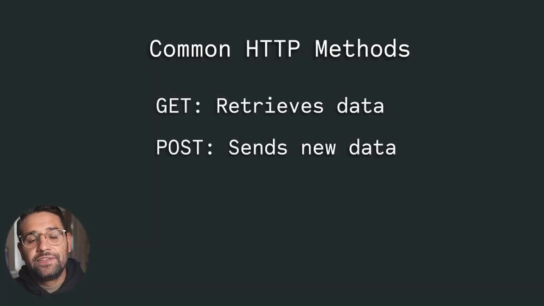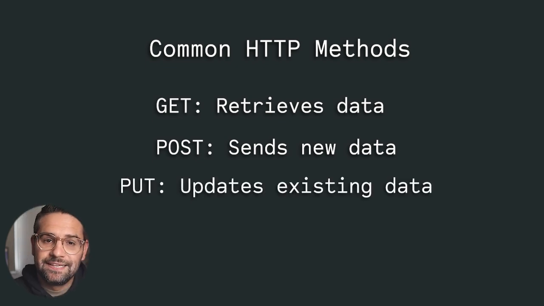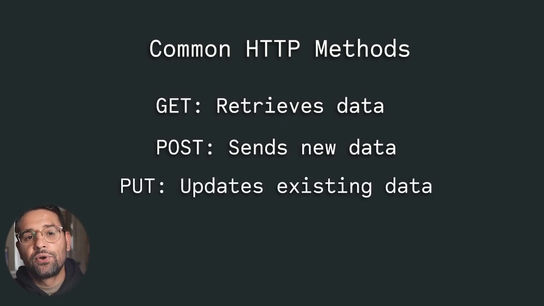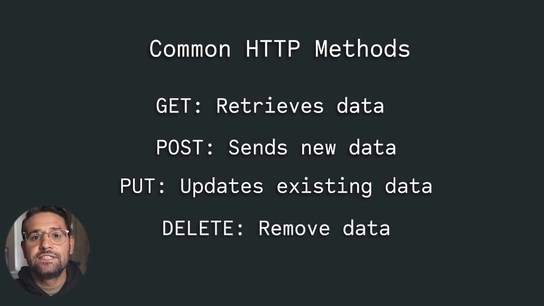Then there's POST. This sends new data, like submitting a form. Then there's PUT, which updates existing data. It's like saying, I want to replace this with a new version. If you had a blog post, for example, and you wanted to update it, you would use a PUT request. And then there's DELETE. This is if you want to remove something, if you want to delete something off the page, or if you want to delete something off the database.